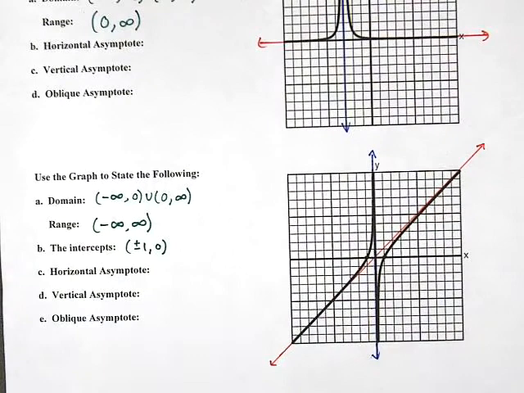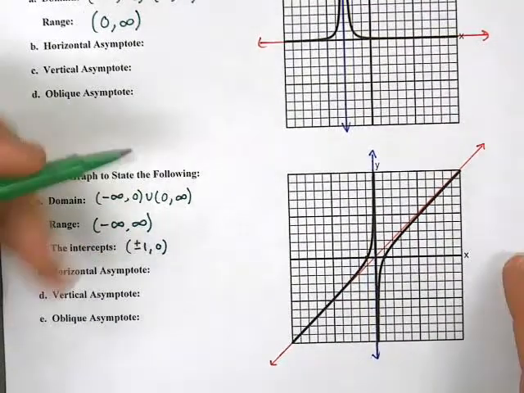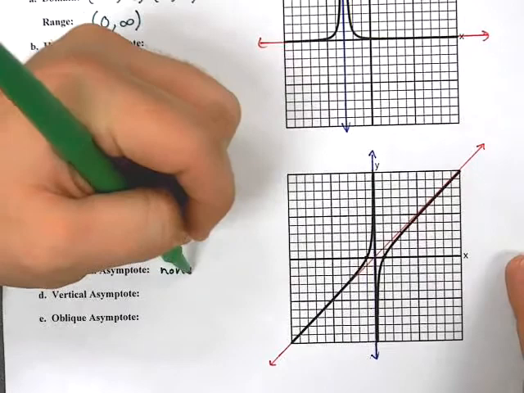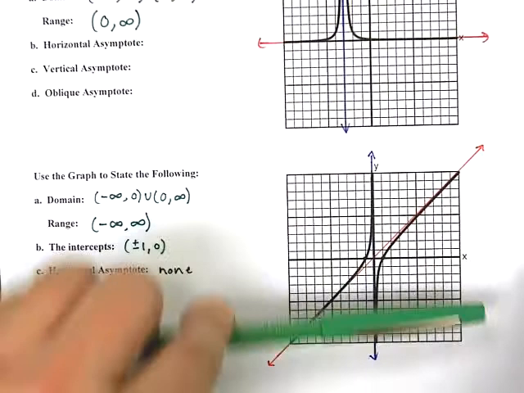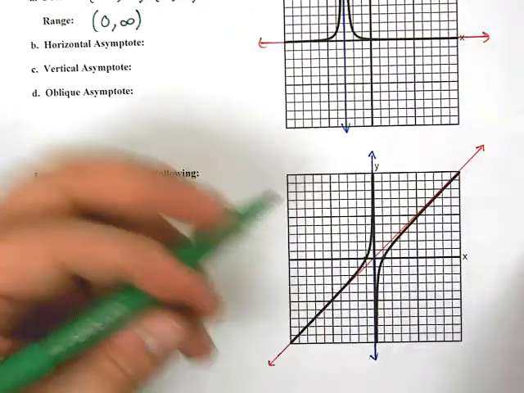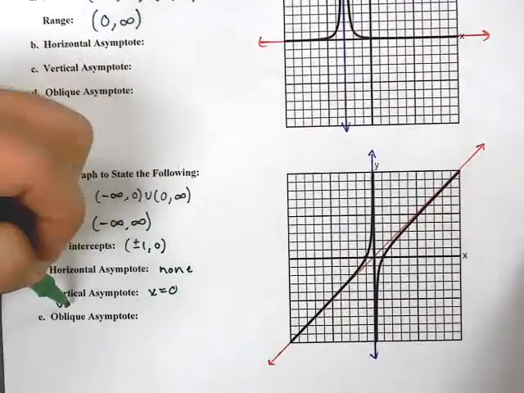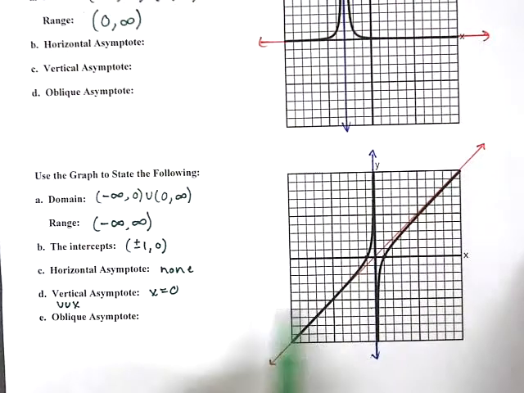And now the asymptotes. Okay. So, horizontal asymptotes. None. There's no horizontal asymptote anywhere drawn in. Vertical asymptote. Oh yeah. x equals 0. And again, that's a VUX situation, so x equals 0.